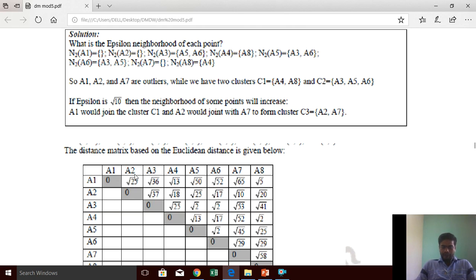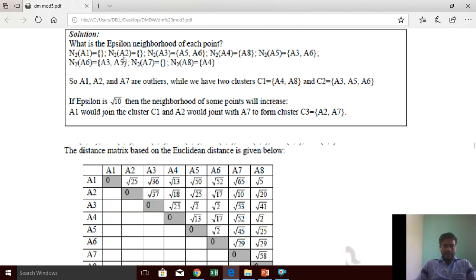So A2 is not in the neighborhood of A1, A3 is not, A4 is not, A5 is not, and A6, A7 and A8 are not either. Why? Because all these distances are more than 2, where the epsilon value is given as 2, so none of them come into A1's range. So N of A1 is equal to null.